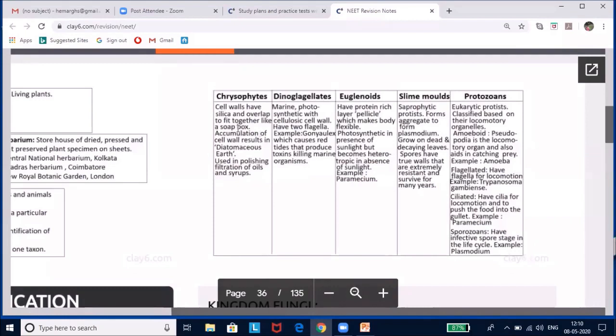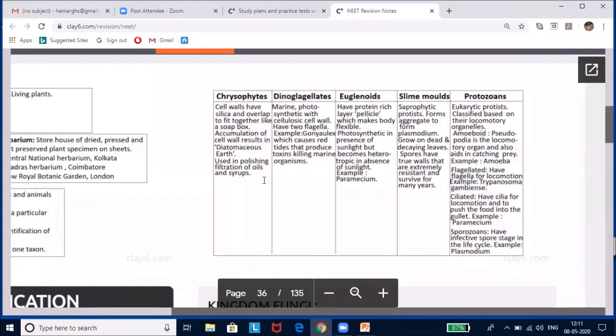They are microscopic, thriving in both fresh and marine water. Most of them are photosynthetic. The cell walls form overlapping sheet-like structures like a soap box. The cell wall is made up of silica, and after the organisms die, the silica gets accumulated to form diatomaceous earth, or kieselguhr. Since it is very gritty, it is used in polishing and filtration of oils and syrups.